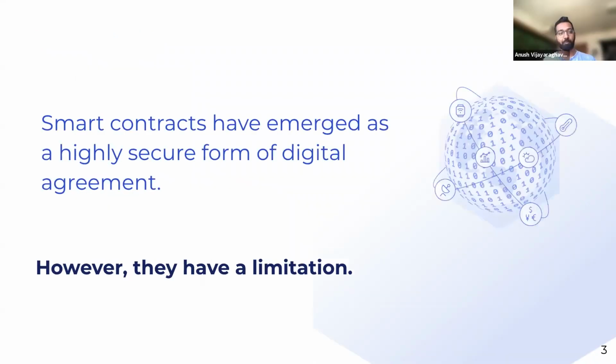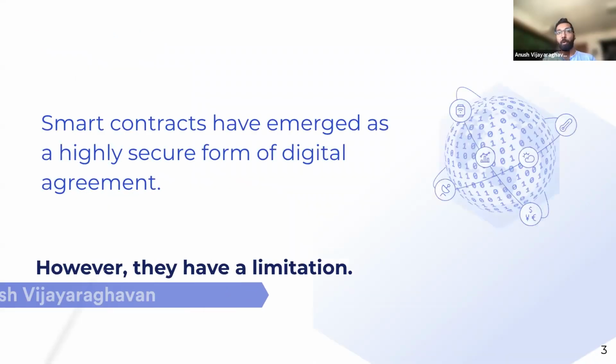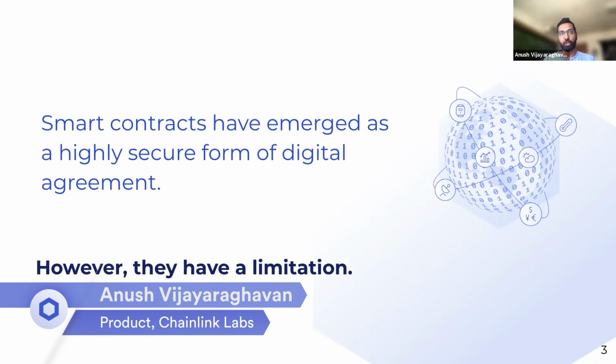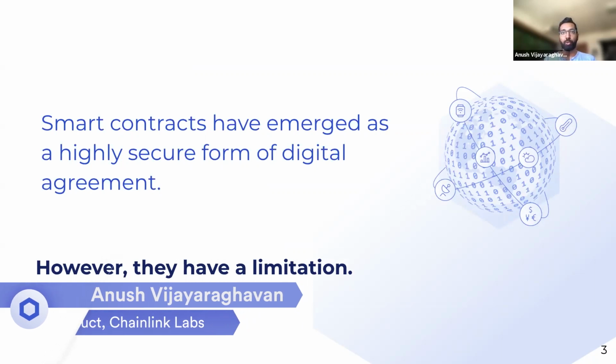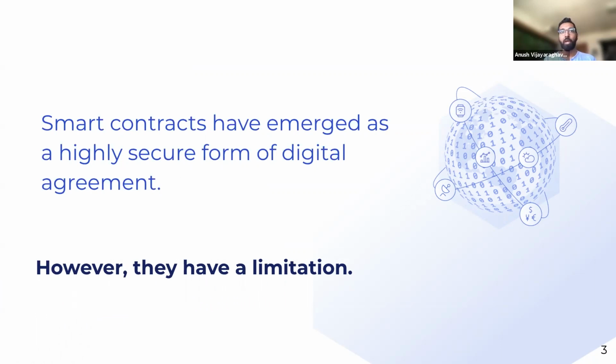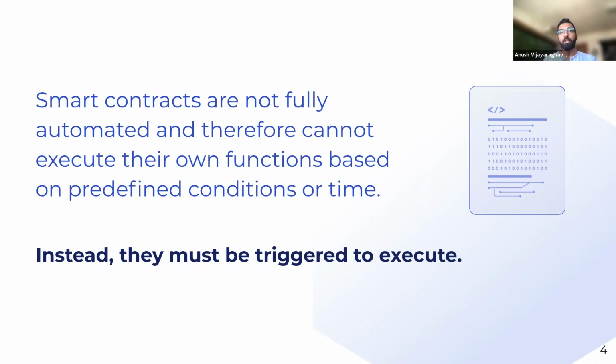Thanks, Chirag. So smart contracts have emerged as a highly secure form of digital agreement. They establish a source of cryptographic truth that all parties involved can rely on without having to place trust in brands or centralized black box software. However, they do have a limitation. Smart contracts are not fully automated and therefore cannot execute their own functions based on predefined conditions or time. They must be triggered from some external source.